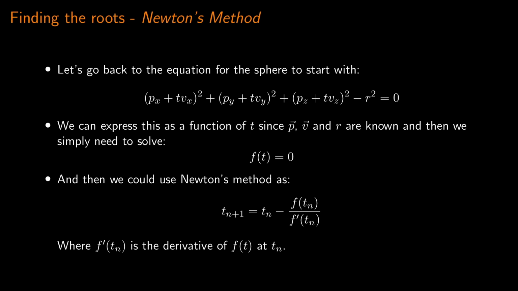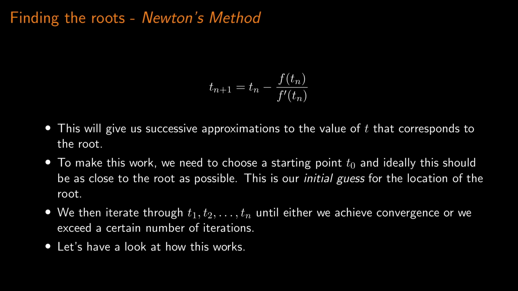So we simply have the ratio of the value of our function at a given point to the gradient of that function at that point, and we subtract that ratio from the value of t, and that gives us our next value of t, and then we simply iterate through that process to get successive values of t until we reach some kind of convergence. And as I said, this will give us successive approximations to the value of t that corresponds to the root. Now, to make this work, we need to choose a starting point, t0, and ideally this should be as close to the root as possible. And this is our initial guess for the location of the root.